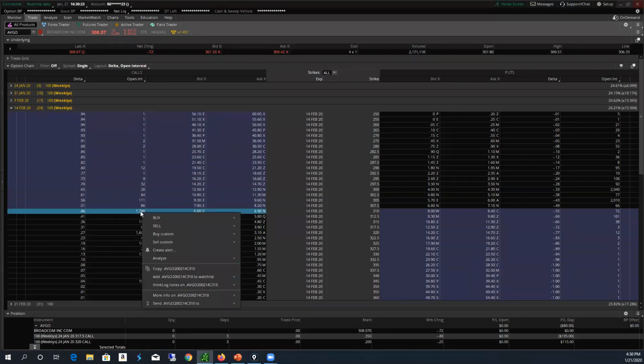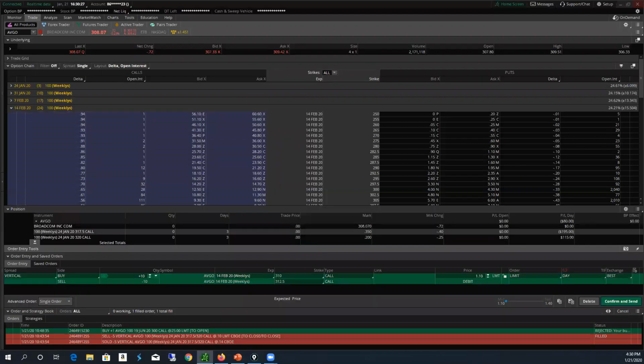So if we're to right click, buy the vertical, okay, remember now, this is a 250 spread. You're buying the 310, okay? You're buying the 310 and you're selling the 312. It's one transaction, okay? So it's a 250 spread. So what do I try to get? $1.25 or less, and it's giving me that, okay? It's giving me that.